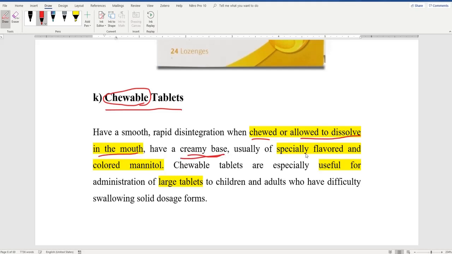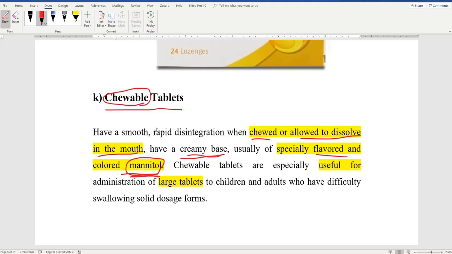Usually the base is creamy, flavored, and the sweetening agent used usually is mannitol. Why do they use mannitol? Why is it commonly used in chewable tablets? The reason is that mannitol, when it dissolves, gives a cooling sensation. It makes the surrounding cooler. يعني في عندنا material that when it dissolves makes the surrounding warmer or hotter. وفي عندنا some material, few materials, the opposite. منهم one of them اللي هو المانيتول, which is a sweetening agent. When this dissolves in the mouth by chewing and by sucking or allowing it to dissolve, it gives a cooling sensation. That's why it's commonly used for chewable tablets as a sweetening agent.